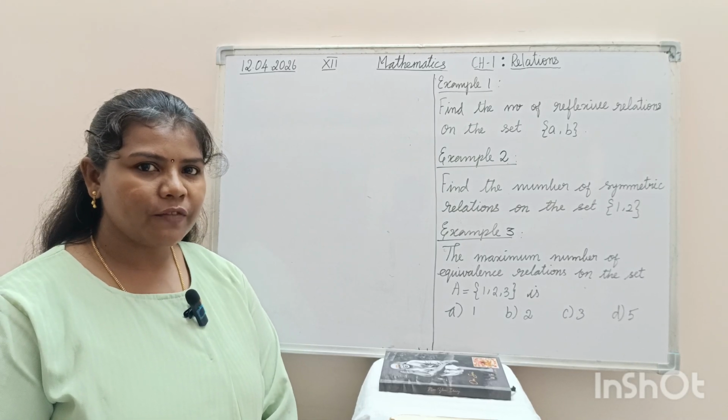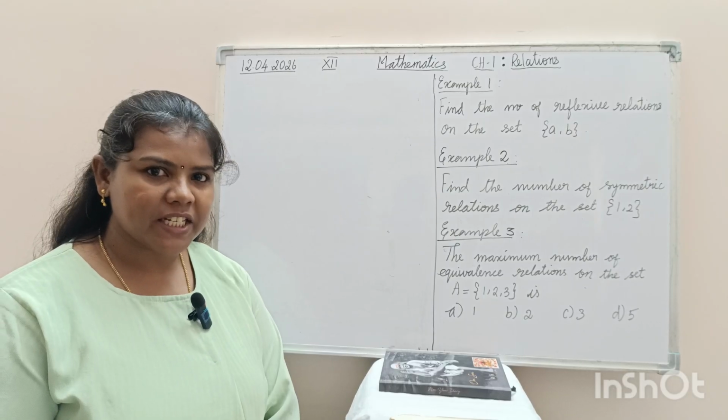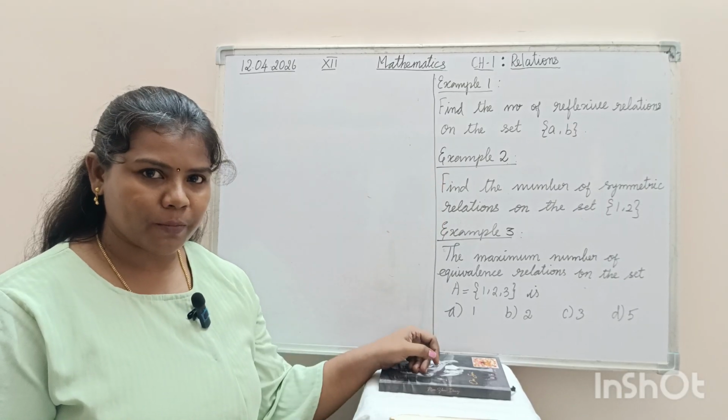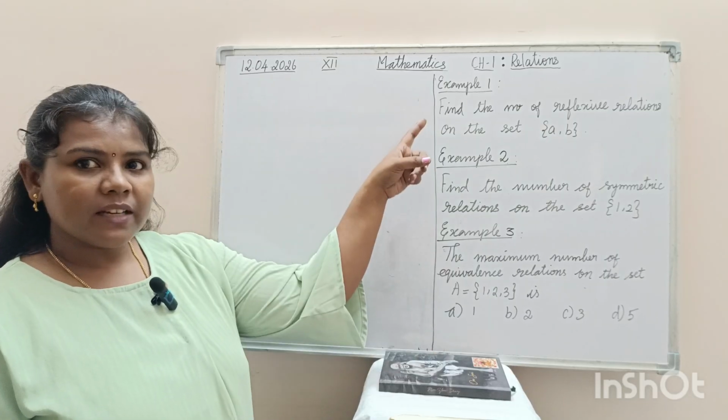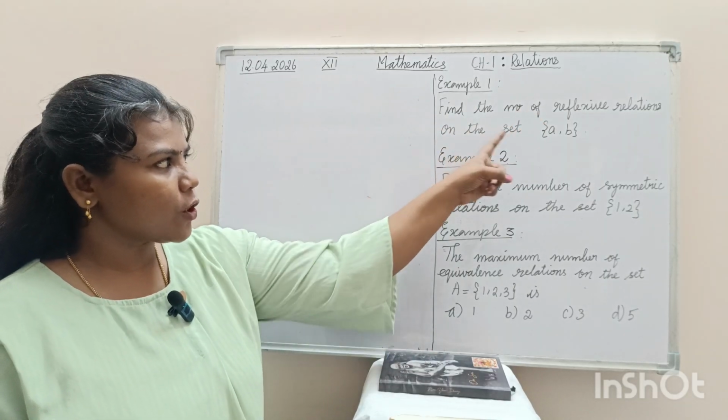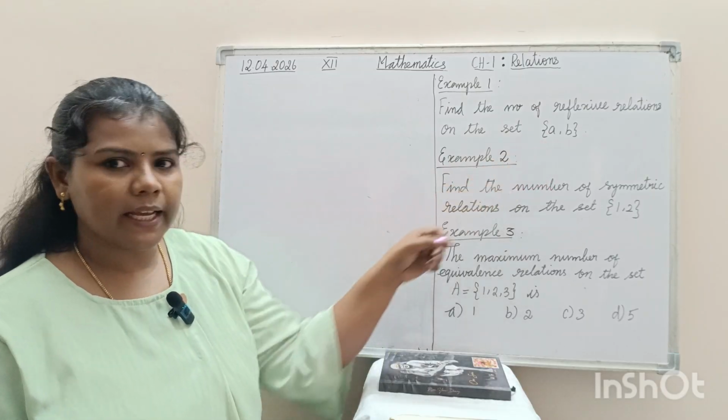In the last video, we discussed the types of relations. Today, we'll solve some examples related to the same topic. We start with example 1. Find the number of reflexive relations on the set containing elements A and B.